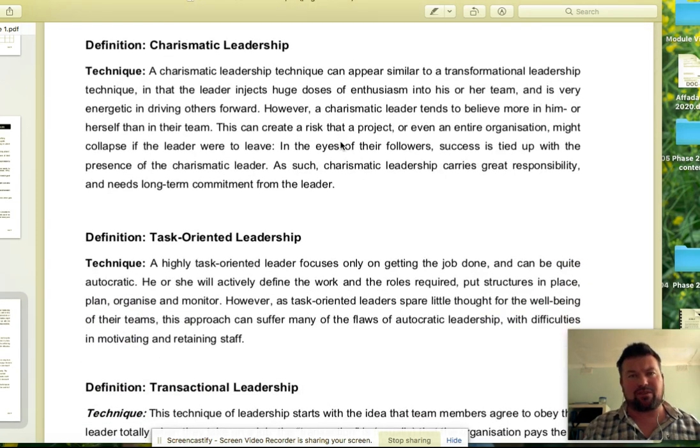A task-oriented leader just focuses on the task, specifies the task, gets a person to do the task in order to move people forward. Now, it doesn't sound really fun to follow someone who is just task-driven, but ultimately they get the job done, but they don't really care about you as an individual.